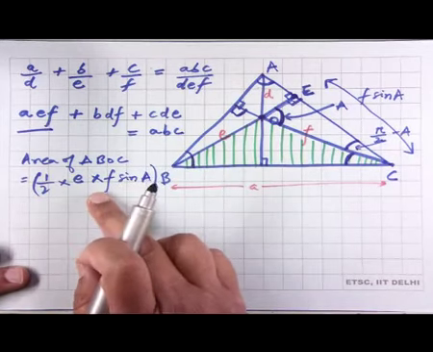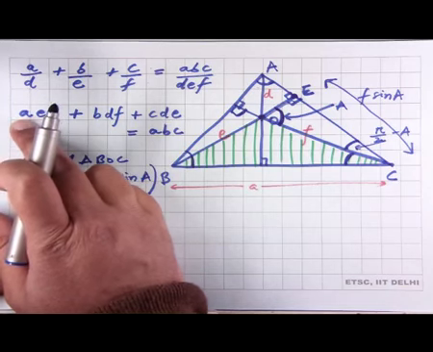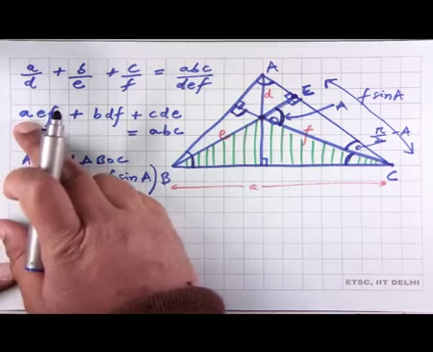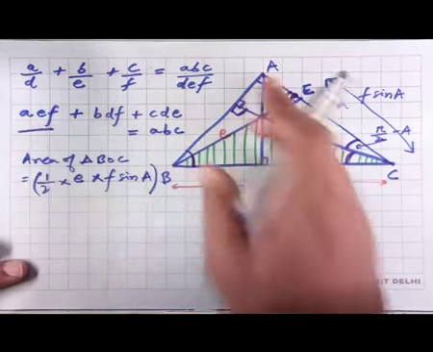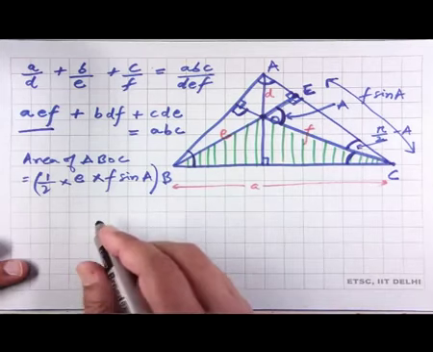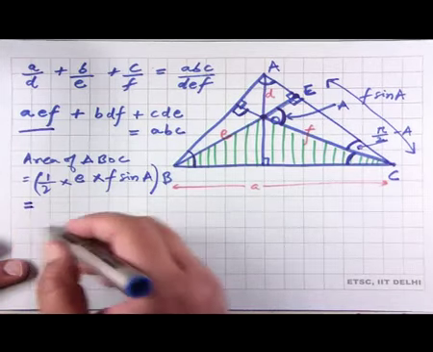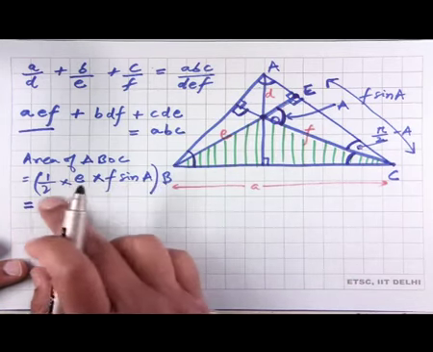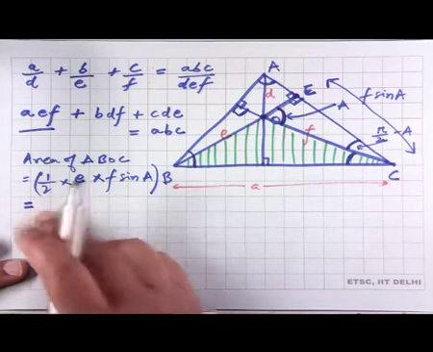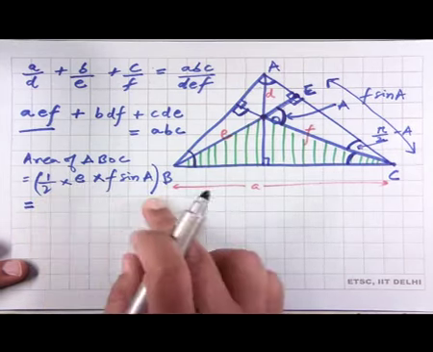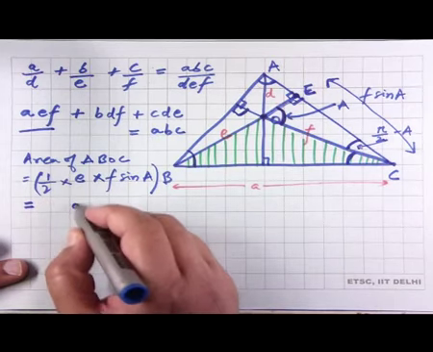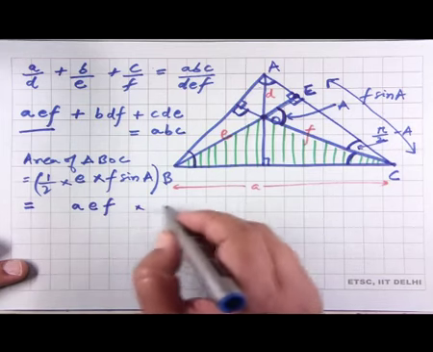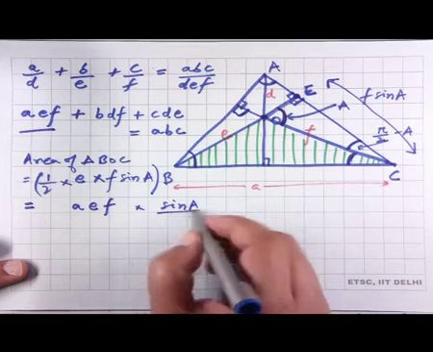But what we have here is also the product of EF with the length of the side opposite to the vertex A, which is A, and that is not very tough to write down, because we can actually multiply and divide this expression with A. So, when we multiply and divide this expression with A, what we end up getting is AEF times sine A over 2A.